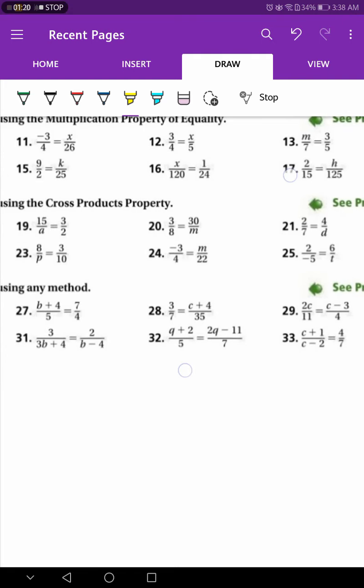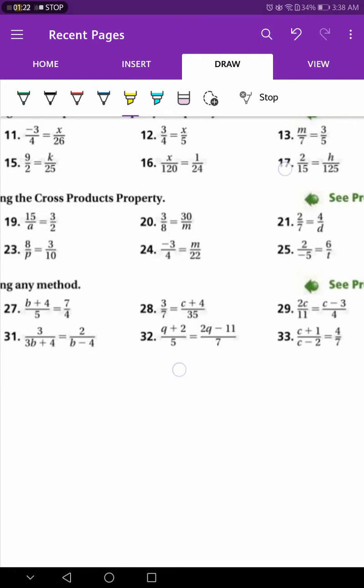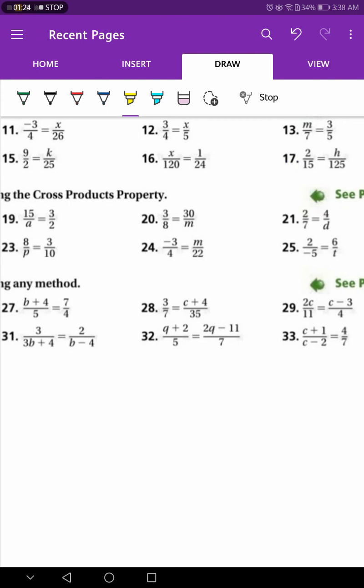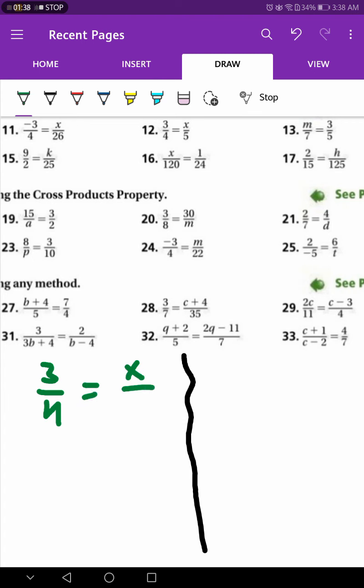Okay, my dear student, I hope you will be happy with me. Yes, I'm sure about that. I will use two methods to solve this equation. It is 3 over 4 equal x over 5. I will rewrite the same equation again here, and I will solve it with another method.